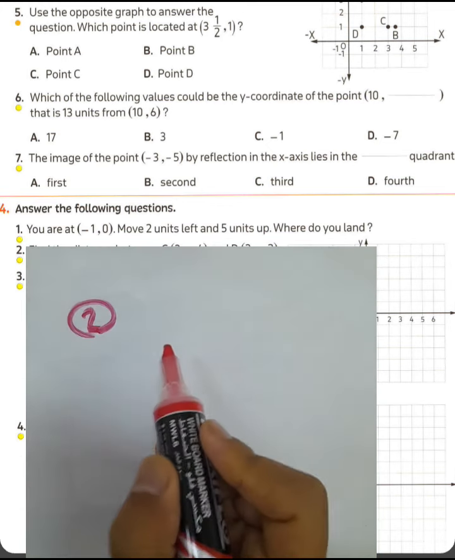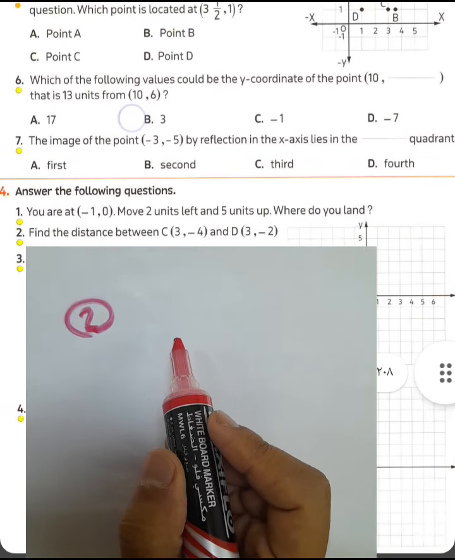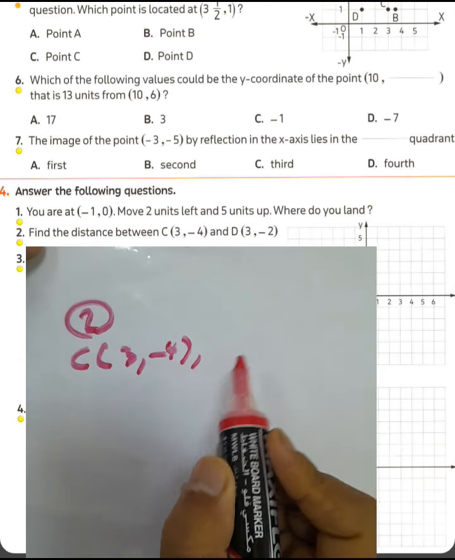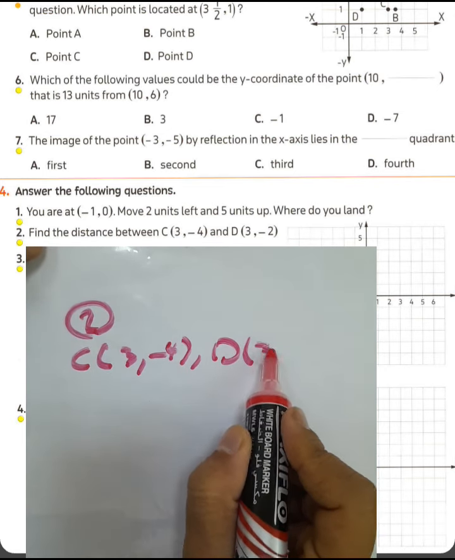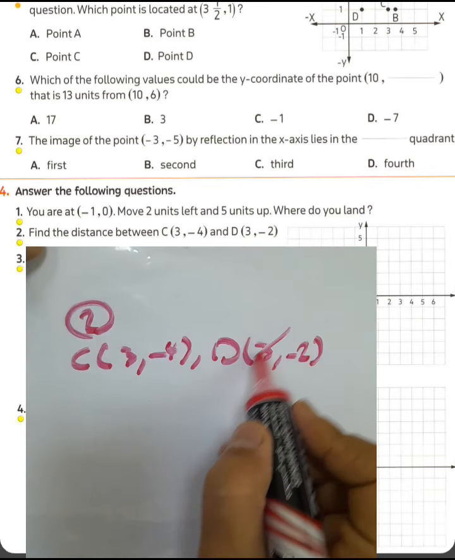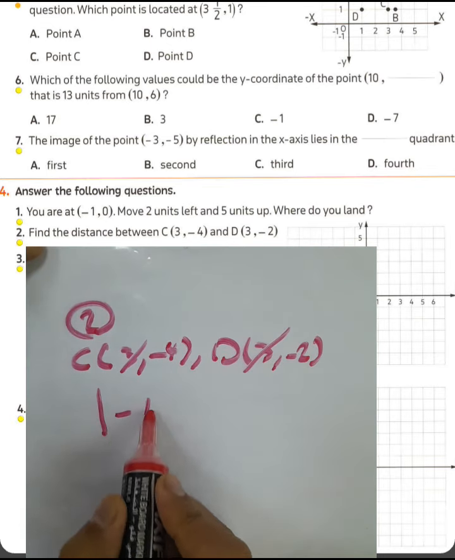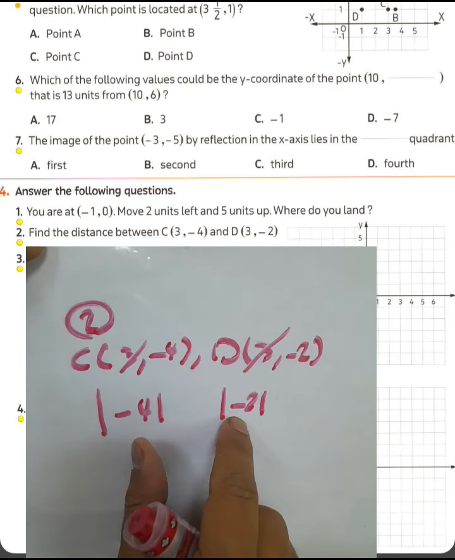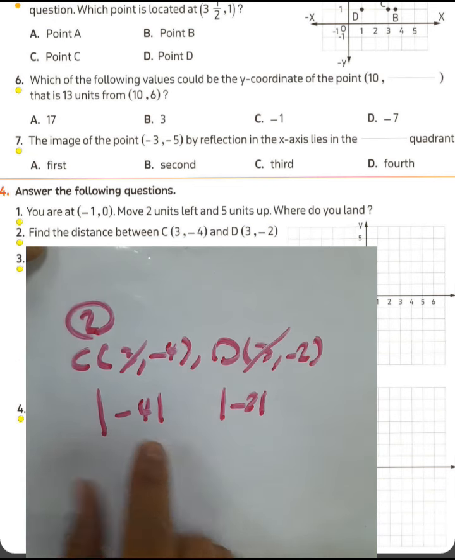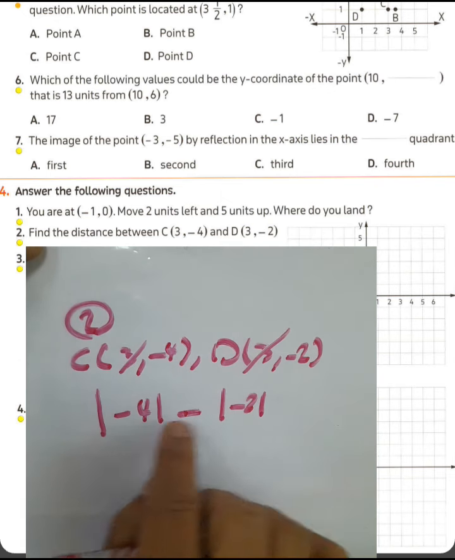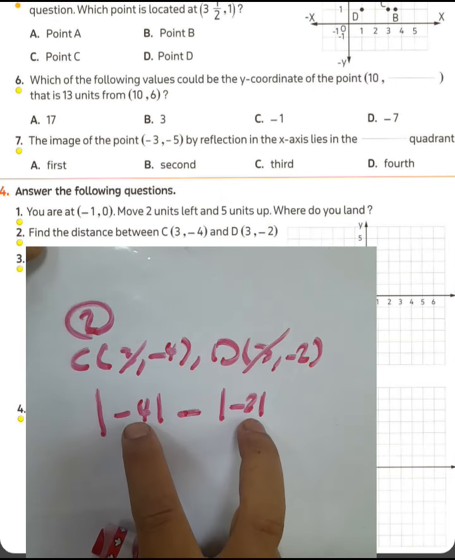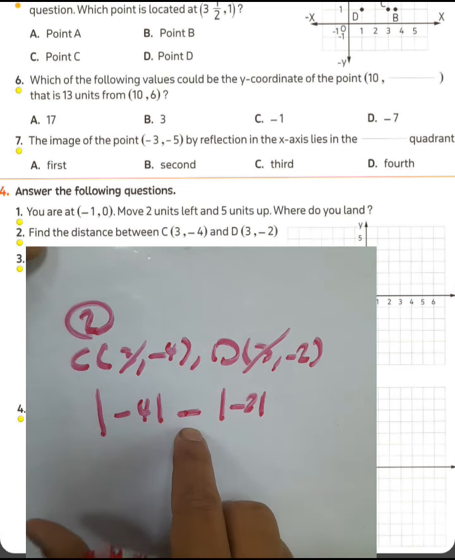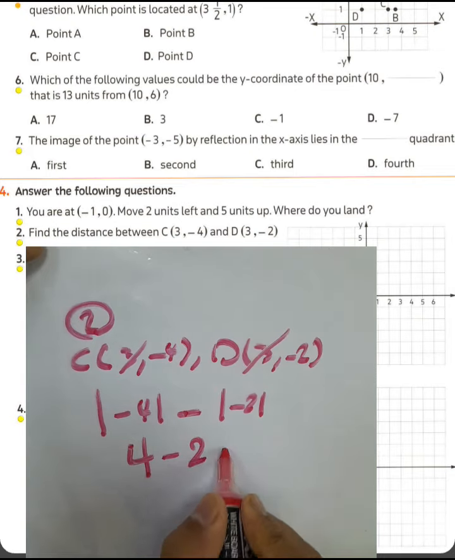Question number 2. Find the distance between 2 points. C was (3, -4), and D was (3, -2). We can cancel the similar coordinate between them and take the absolute value of the first and the absolute value of the second. We have similar signs, negative and negative, so we must write negative. If we have different signs, we must write positive. But we have negative and negative, so we write negative here. Then the result will be 4 minus 2, it will be 2 units.